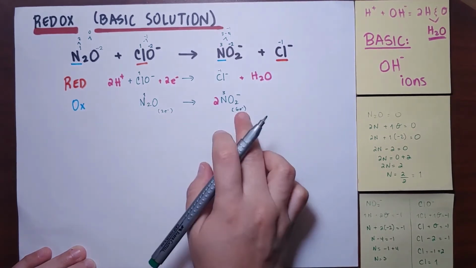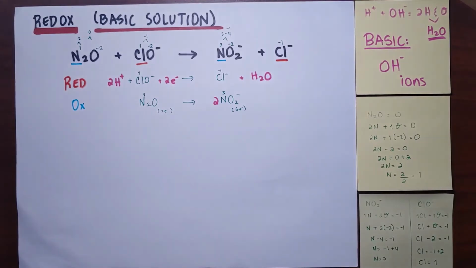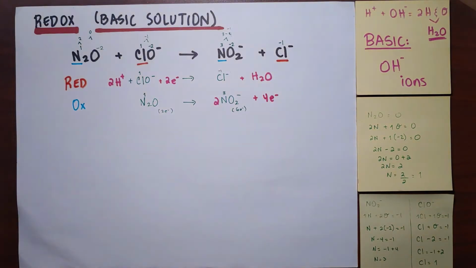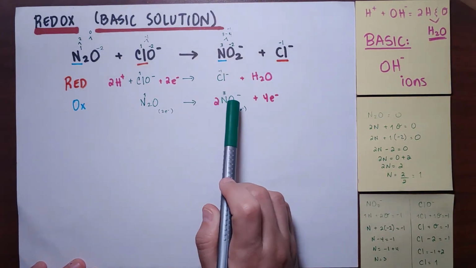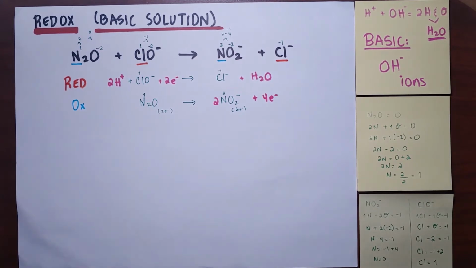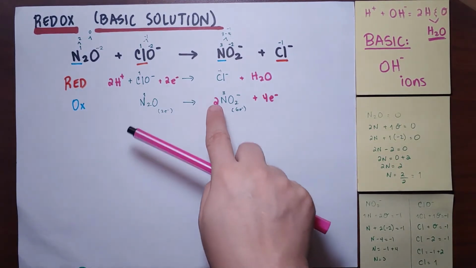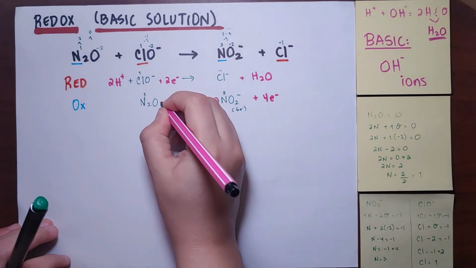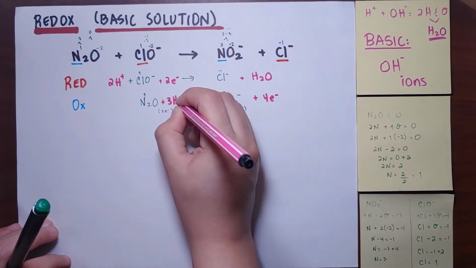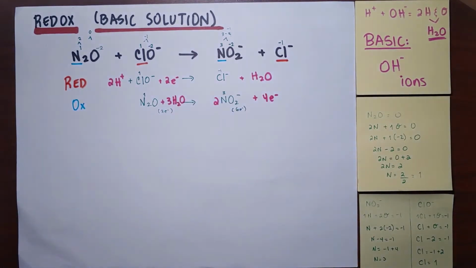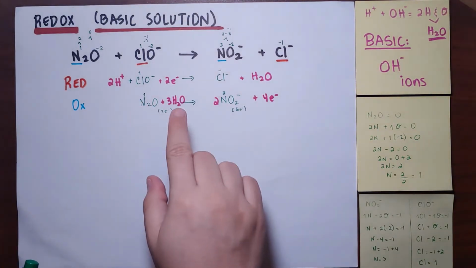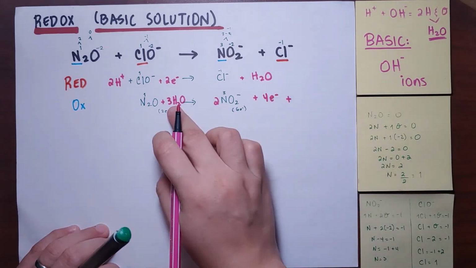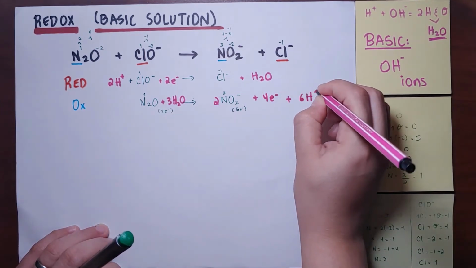So in order to balance this, 6 minus 2, I need to add 4 electrons. I have 4 oxygens here and just 1 over here, so we need to balance adding water. 4 oxygens, only 1, so I need 3 water molecules, 3H2O. And now in this side, because here I have hydrogen and here I do not have a hydrogen, I need to balance that. 3 times 2 makes 6 H plus ions.